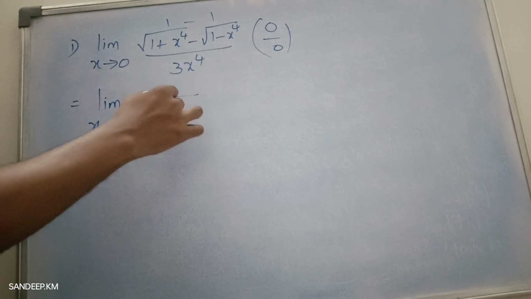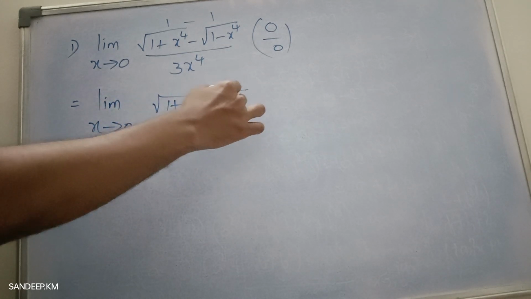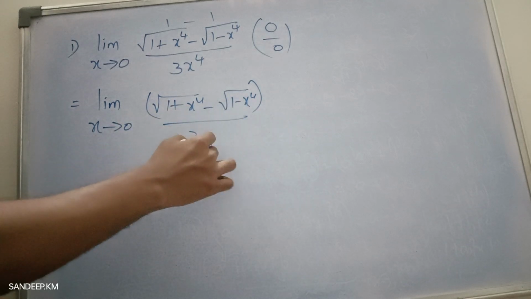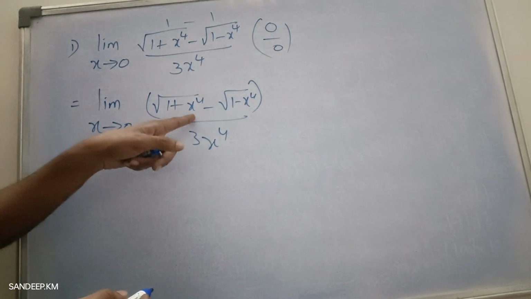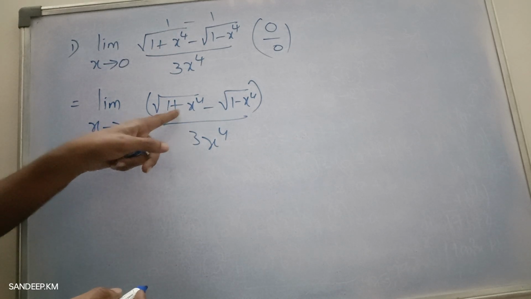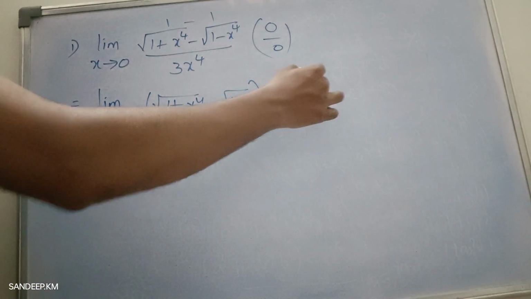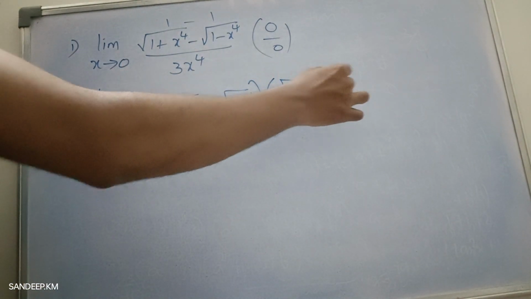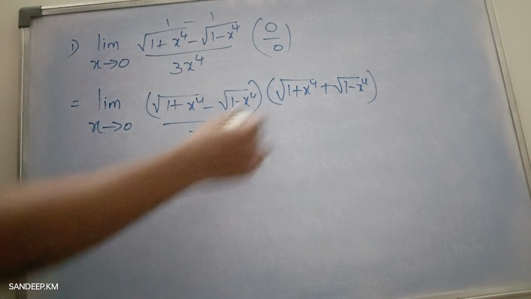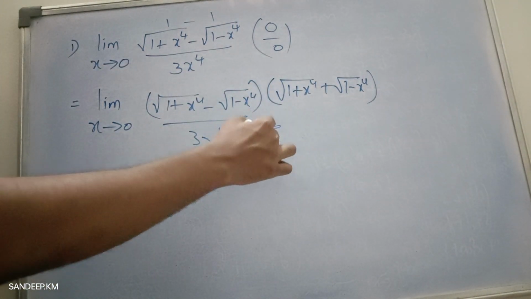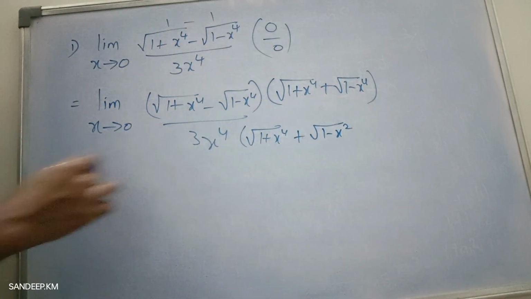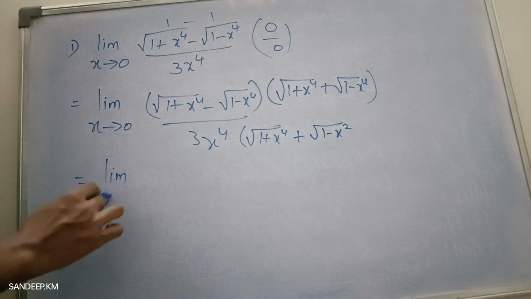The numerator is in the form of root a minus root b. The denominator is 3x power 4, right? Multiply the numerator with its conjugate. The rationalizing factor of root a minus root b is root a plus root b. So multiply with the same thing in the denominator. And the numerator becomes what, dear students?